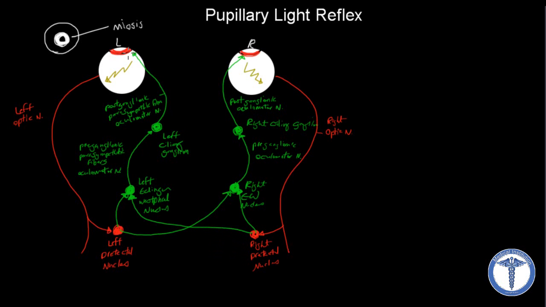Now that we know the pathway, let's give some examples. The way they usually give these questions is in two types. One, they're going to give you the damage. For example, they're going to give you damage in the left optic nerve, and they're going to ask you for the results in each eye. Or they will give you the results and ask you where the damage is. So here's some examples.